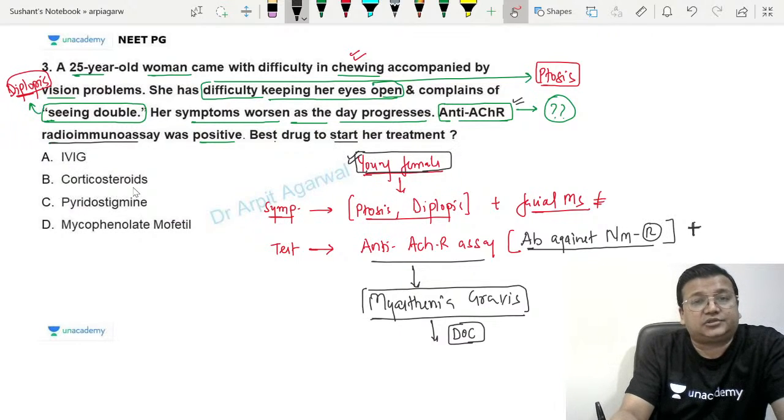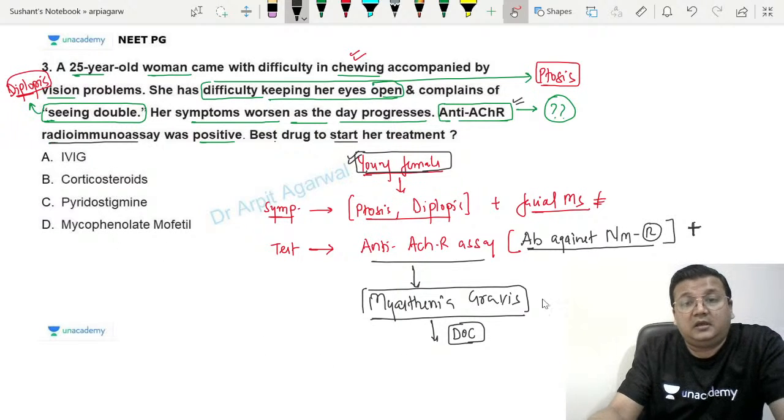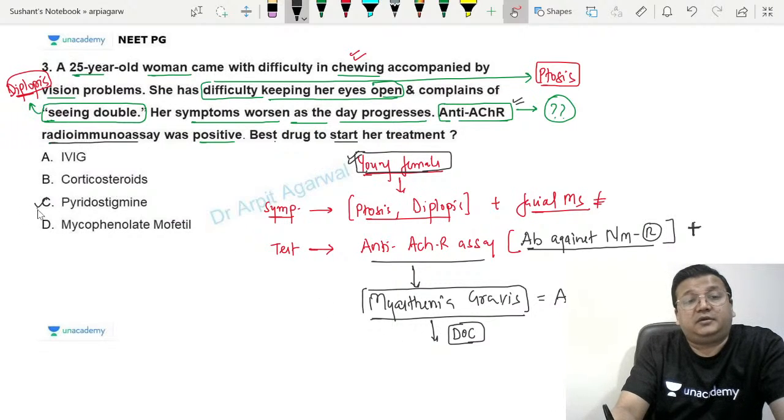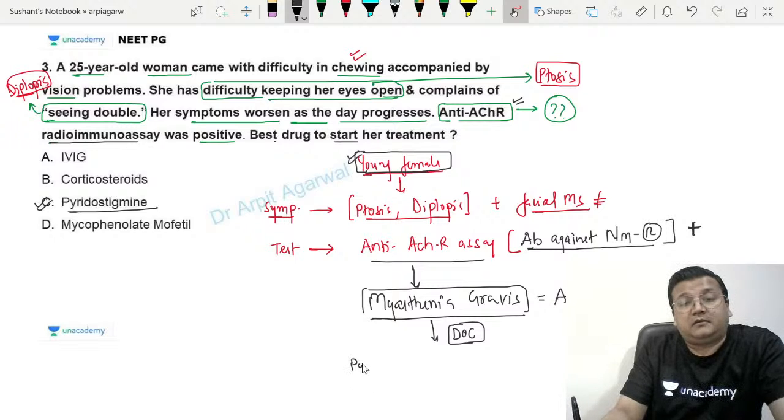IVIG, corticosteroids, pyridostigmine, mycophenolate mofetil. Autoimmune disease, myasthenia gravis. What kind of treatment is given? C, everybody is saying C. So the answer is pyridostigmine. That is the best drug, pyridostigmine.